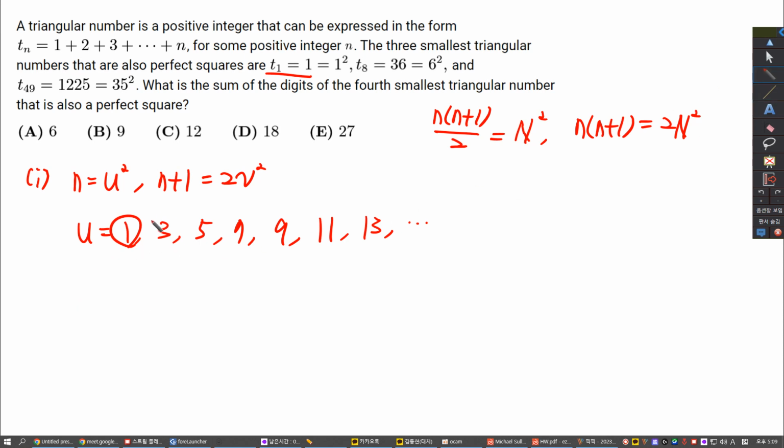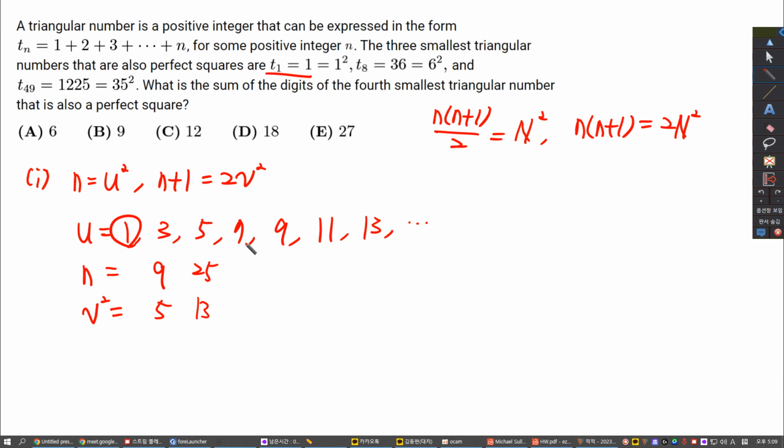How about the case when u is 3? What's the value of n when u is 3? 9. So if n is 9, what will be the value of v? V squared is 5, so that's not a perfect square. So 3 is not the case we want. And when u is 5, n is 25. So what's the value of v squared? 13. Yeah, 13, that's not a perfect square, so that's also not the case we want.